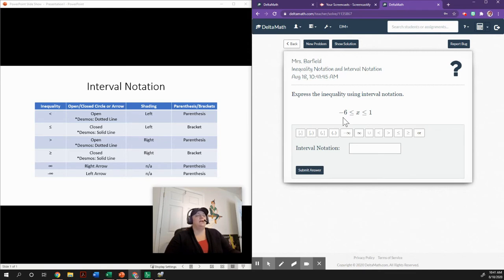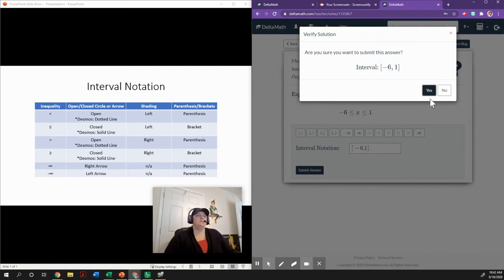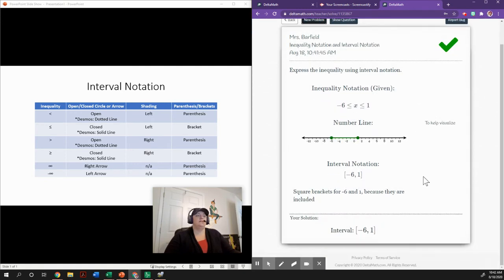Okay, so I've got -6 less than or equal to x less than or equal to 1. Okay, all right, so less than or equal to. So I'm going to go over here and use my chart that I referenced in the last one, and that's a bracket. So I have less than or equal to here, less than or equal to here, which means I have a bracket, and then -6 to 1. I'm going to submit my answer. Yes, and there we go.